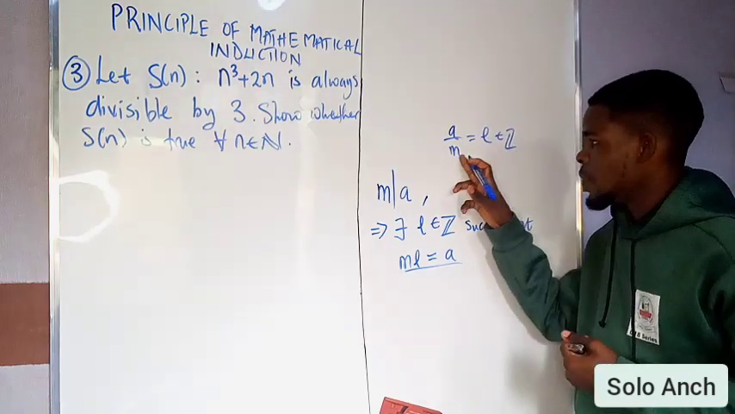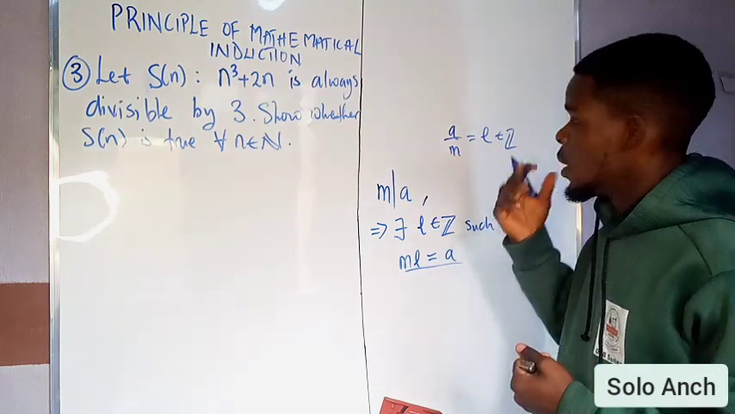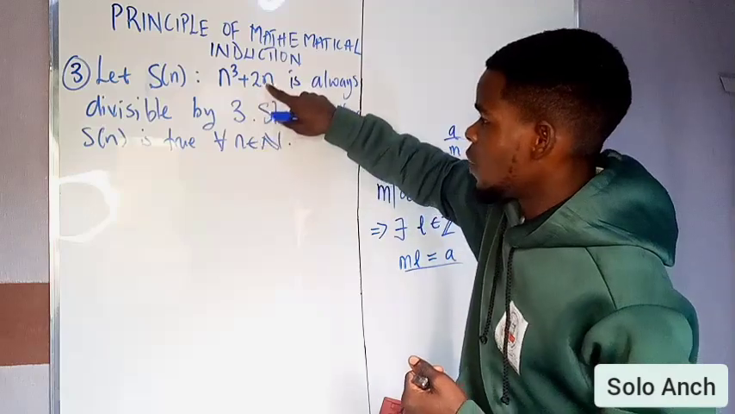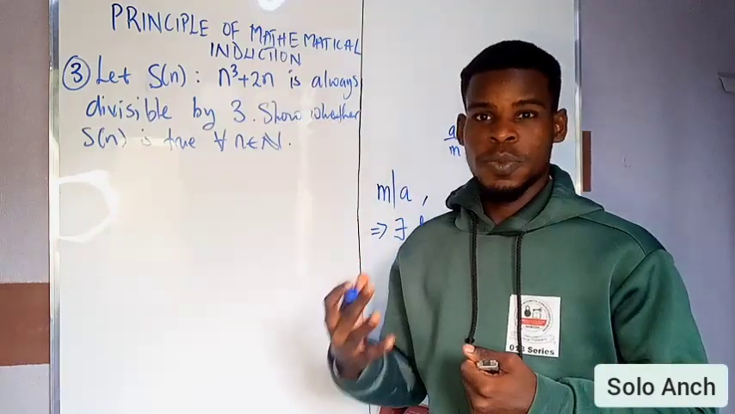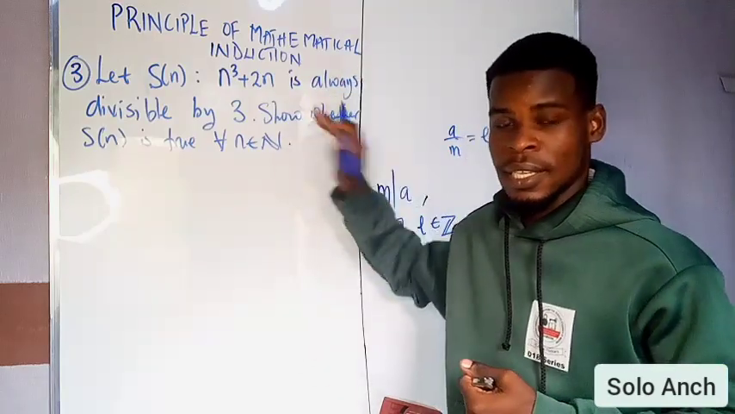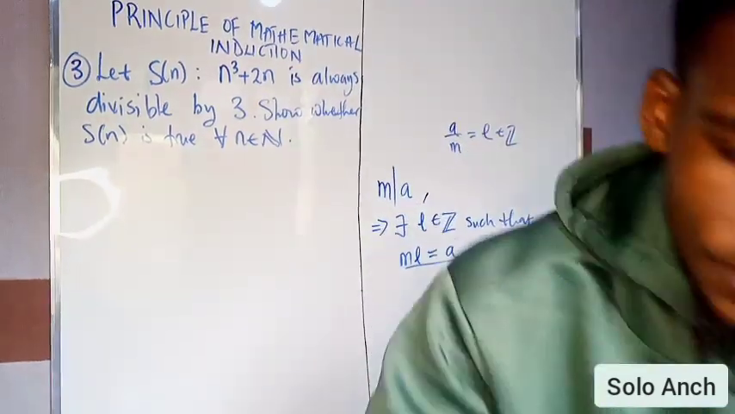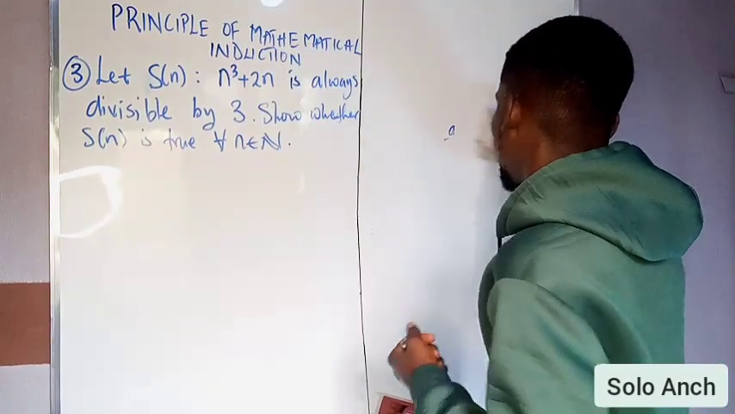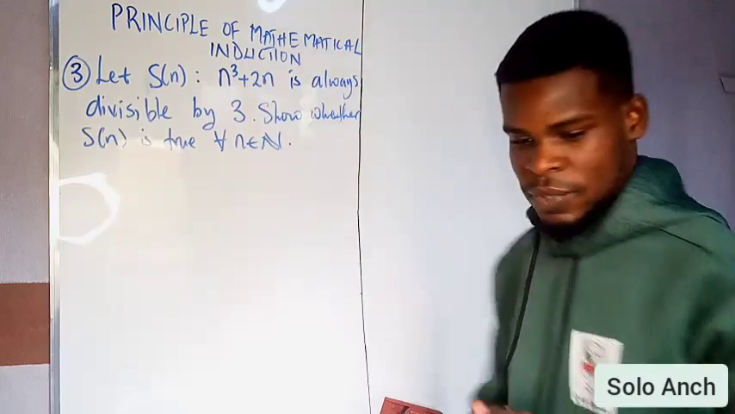Now in that case, we say m divides a, or a is divisible by m. So this is divisible by 3 means that if we divide this by 3, the result will just be a whole number. There will be no remainder. Okay, that's what we want to check. Alright, so let's see. You are going to be using the principle of mathematical induction, of course, to prove this.